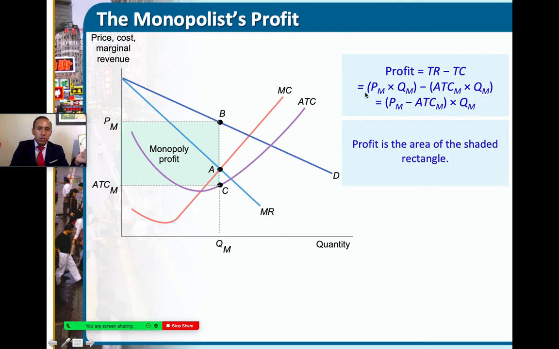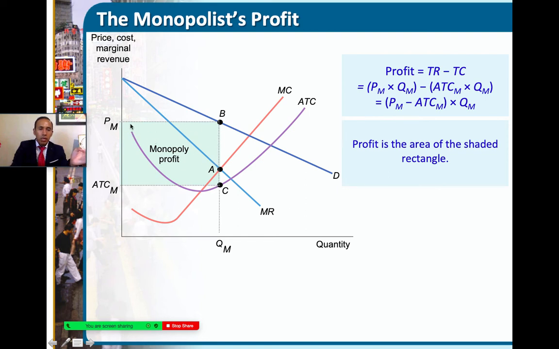The formula that we're going to be using for this analysis is the price monopoly, which is here, minus the average total cost times the quantity monopoly produced. That's the formula, this one. This is just the derivation of the formula, this step here. This formula, price monopoly, which is here, minus the average total cost of the monopoly times the quantity of the monopoly produced, would generate the monopoly's profit.